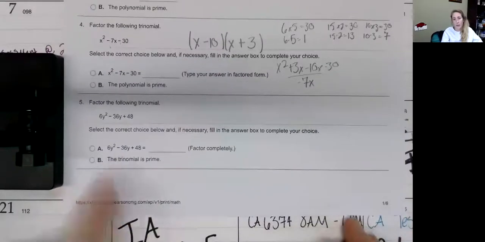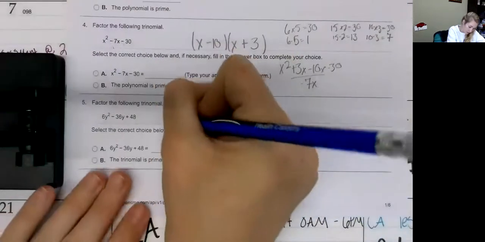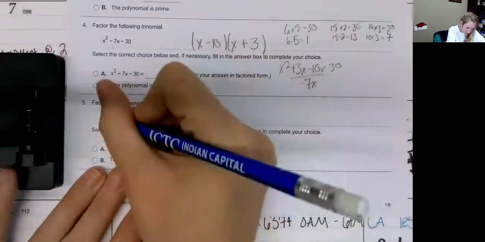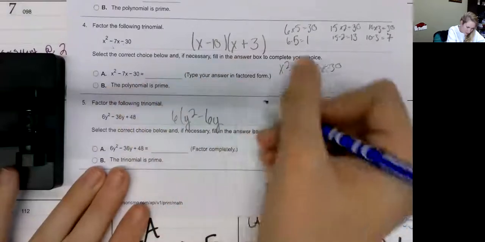Whenever you have one that has that leading number, try and get rid of it. Try and get rid of it right then. So does 6 go into all of them? Yes. So we're going to take it out. And so 6 divided by 6, negative 36 divided by 6, 48 divided by 6.